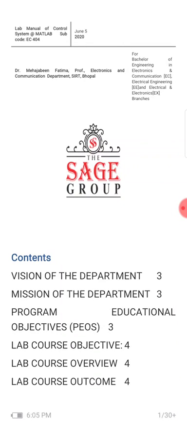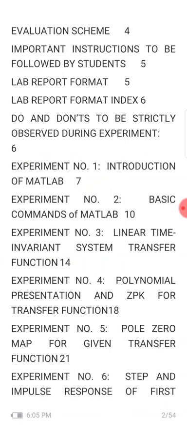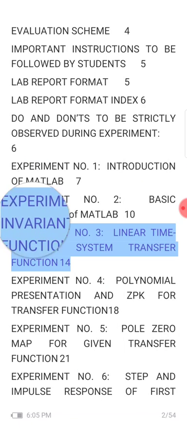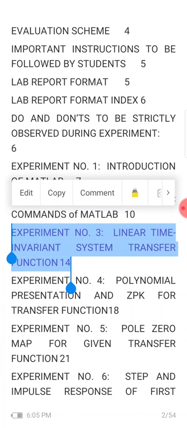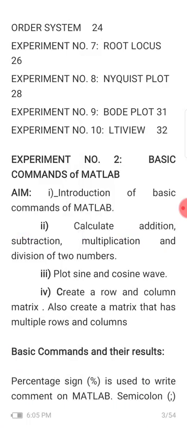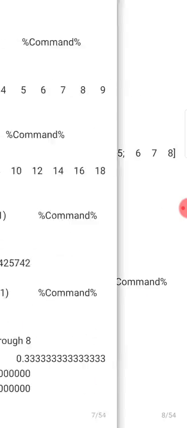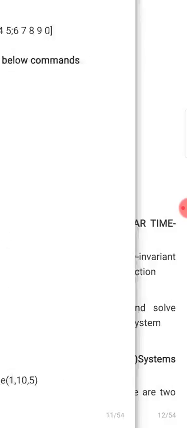I am Dr. Mahajabin Fatima from the Electronics and Communication Department. I am taking the lab experiment of control system via Matlab. Subject code is EC404. Today I am taking experiment number 3, linear time invariant system representation through transfer function. So let us start.